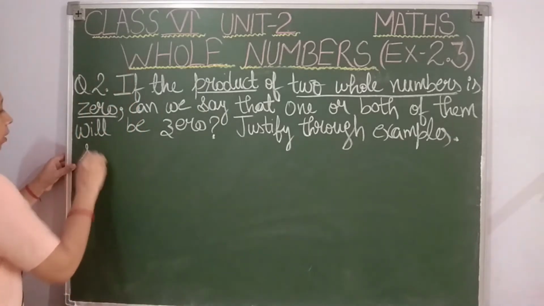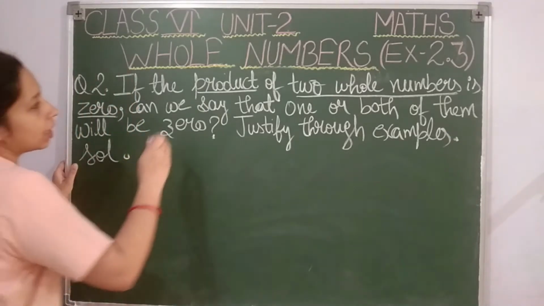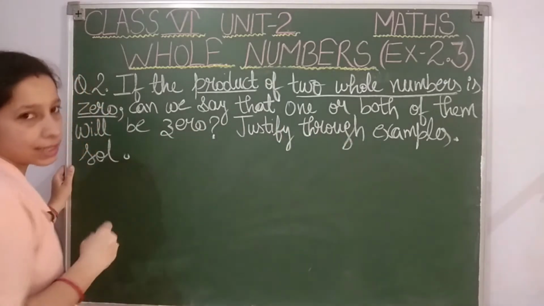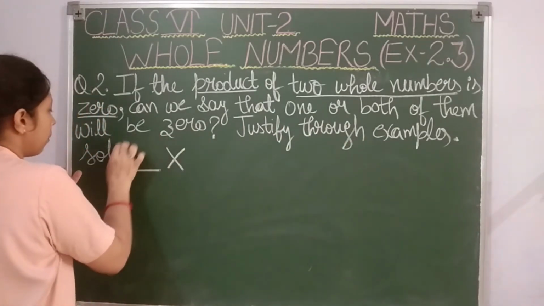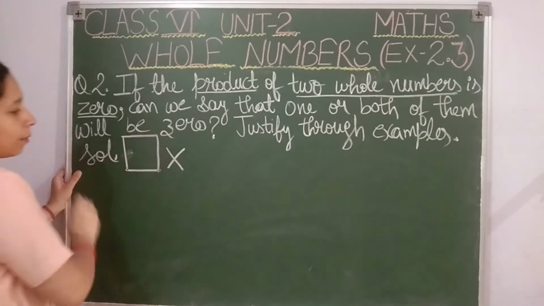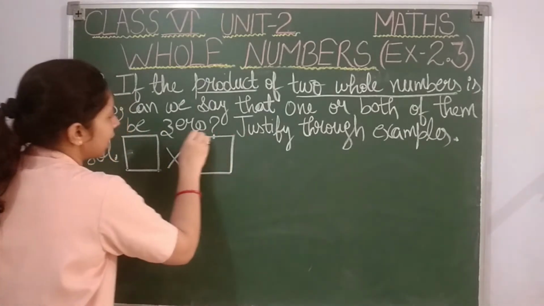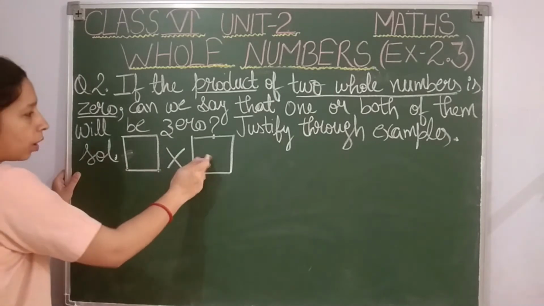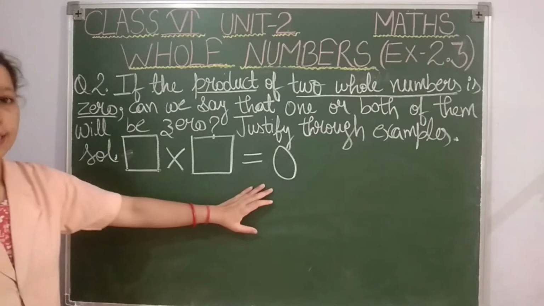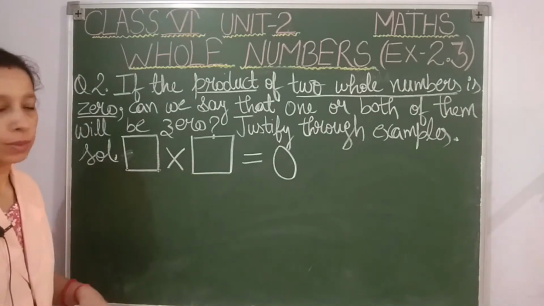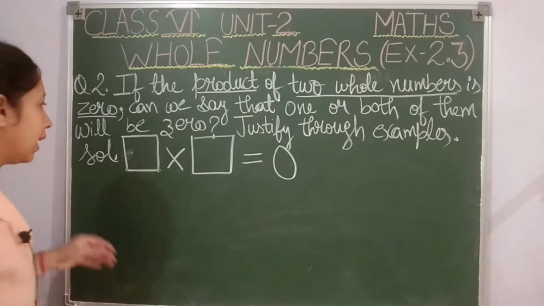Let us see how. What was the first condition? If the product of two whole numbers is 0. So I have to take two whole numbers students. I am making blanks. Two blanks are given. Now here I will write two numbers and on multiplying which I should get 0 and both the numbers should be whole numbers. So any example we can take.